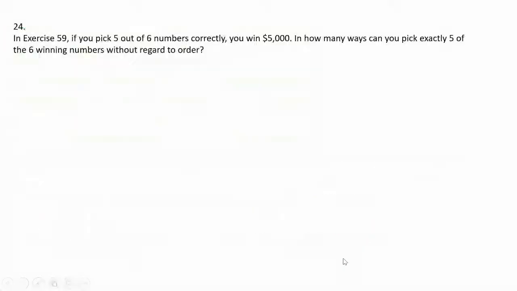806,781,064,320. Okay, now we're almost done, guys. I think I need one more slide or two more slides. And this is number 59. If you pick 5 out of 6 numbers correctly, you win 5,000. How many ways can you pick exactly 5 of the 6 winning numbers without regard to order? Okay, so without the order, it's going to be a combination.